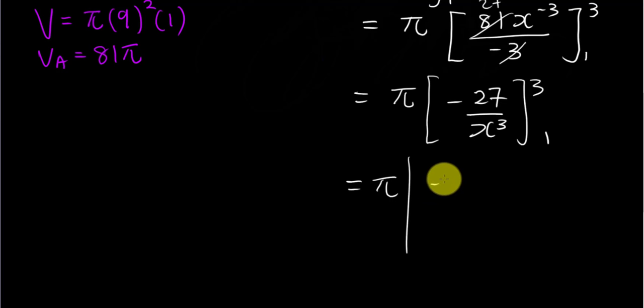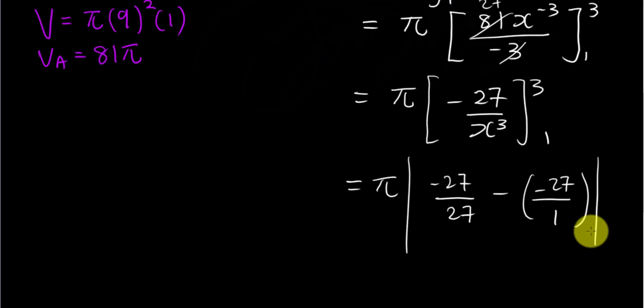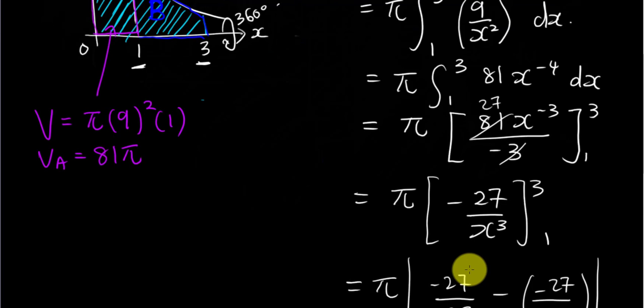So I will say this is negative 27 over 3 power of 3, which is 27, minus negative 27 over 1 power of 3, which is 1. Okay, this is just a modulus, just to prevent a negative. So this one is negative 1 plus 27. So negative 1 plus 27, this is just 26 pi.